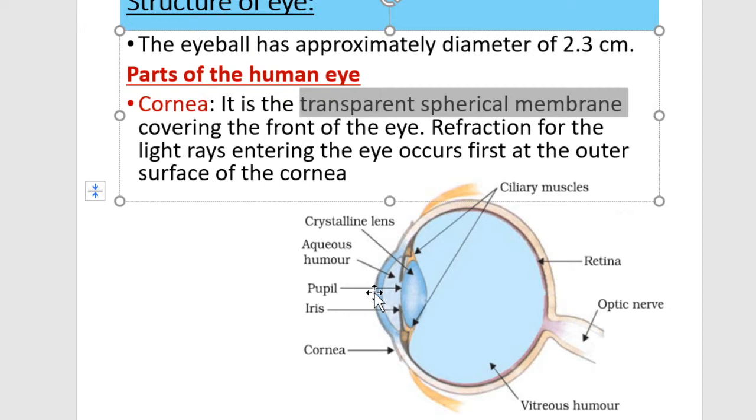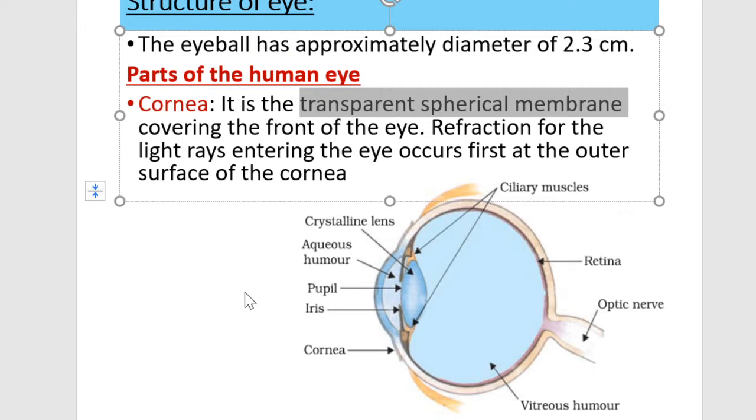What is the change in the medium? Now it is some transparent medium that it comes across, right? So there is a change in the medium, and we have studied in the previous chapter that whenever there is a change in the medium, the light is going to be refracted and not reflected.